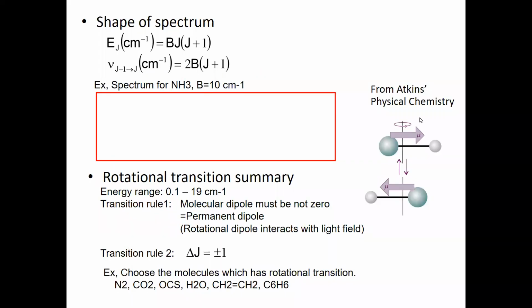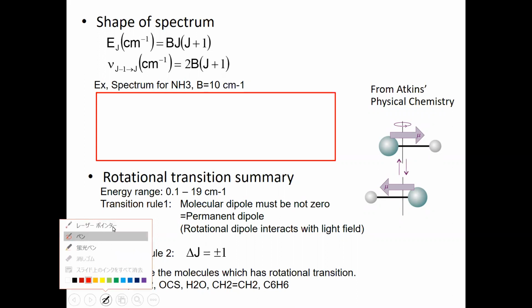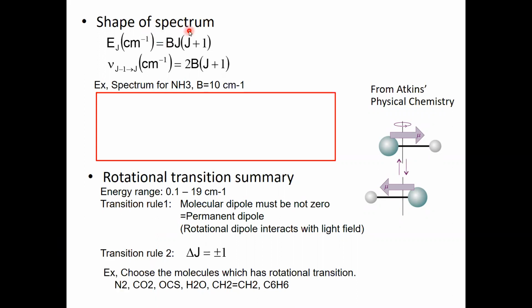Now we are going to think about the transition spectrum. You can actually observe the rotational transition spectrum in the microwave absorption spectrum. When we think about the spectrum, it's much easier to think about it with the Kaiser as a unit, because the Kaiser is frequently used for the absorption spectrum, especially in the infrared region.